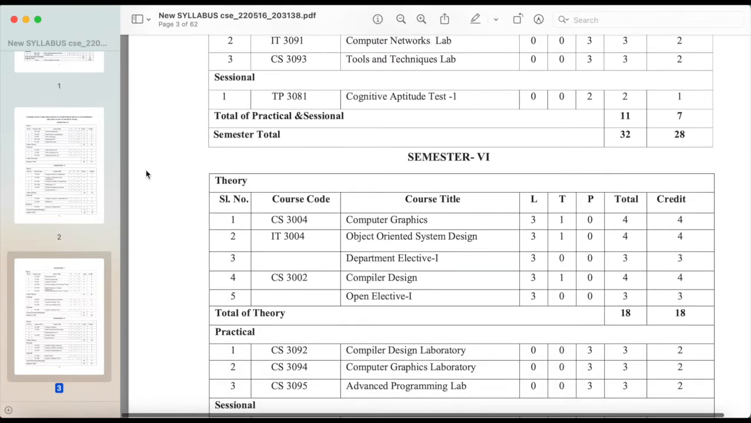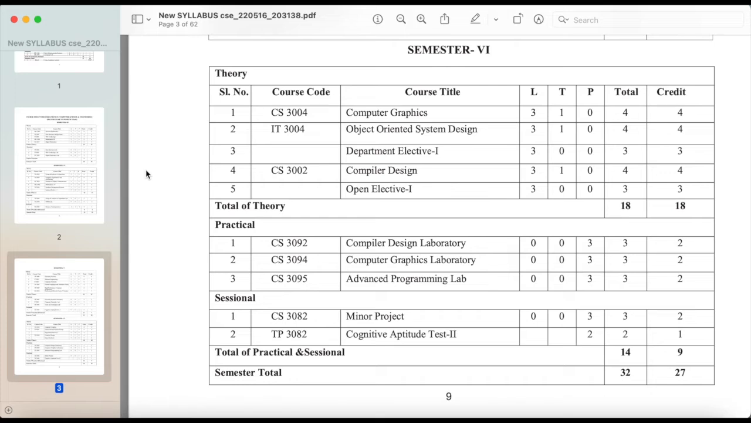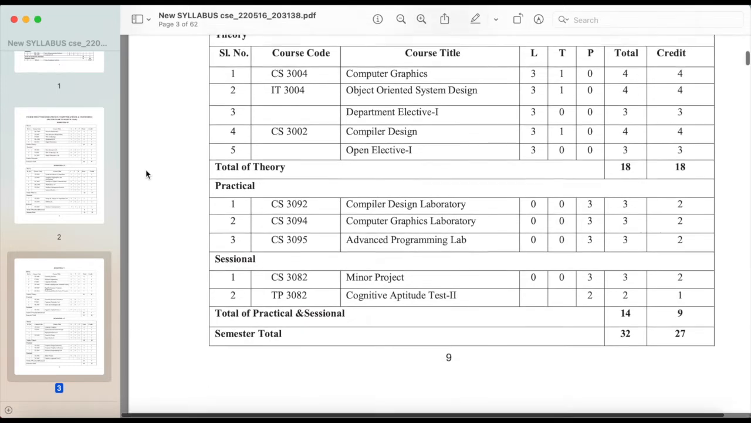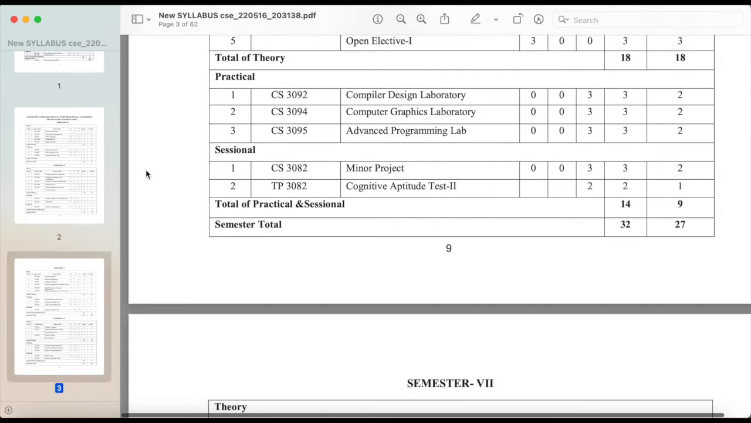6, now come third year sixth semester. Theory: Computer Graphics, Object-Oriented System Design, Department Elective I, Compiler Design, Open Elective I. Practical: Compiler Design Laboratory, Computer Graphics Laboratory, Advanced Programming Lab. Sessional: Minor Project, Cognitive Aptitude Test 2.